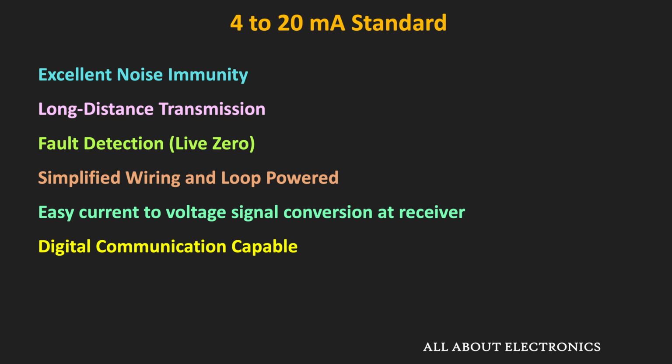So I hope in this video you understood why the 4 to 20 mA standard is preferred in the industrial automation and why this specific range is selected for this standard.